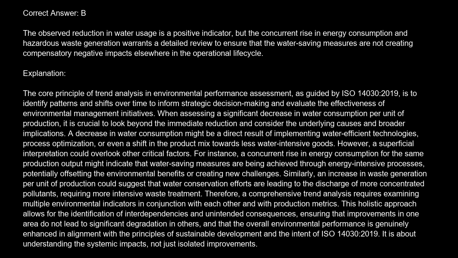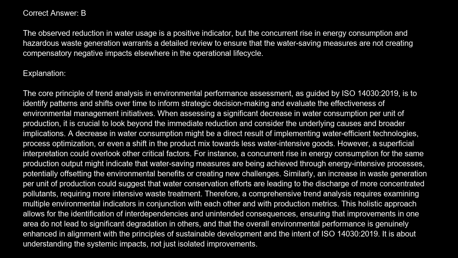is to identify patterns and shifts over time to inform strategic decision-making and evaluate the effectiveness of environmental management initiatives. When assessing a significant decrease in water consumption per unit of production, it is crucial to look beyond the immediate reduction and consider the underlying causes and broader implications. A decrease in water consumption might be a direct result of implementing water-efficient technologies, process optimization, or even a shift in the product mix towards less water-intensive goods.